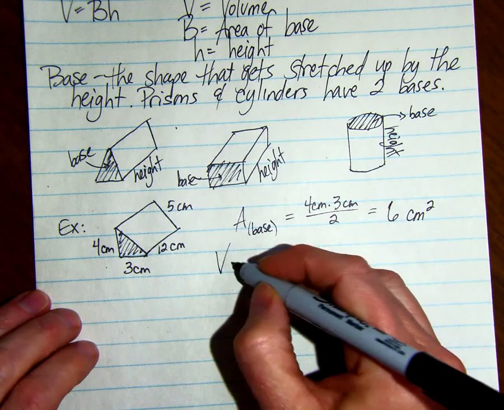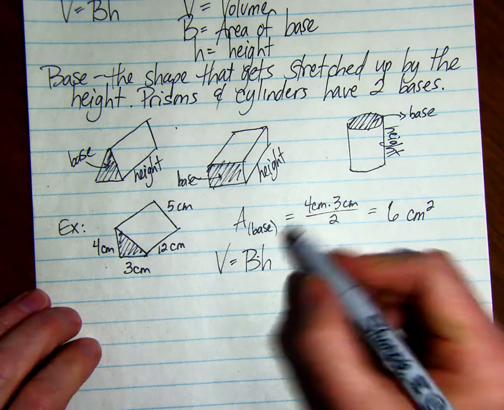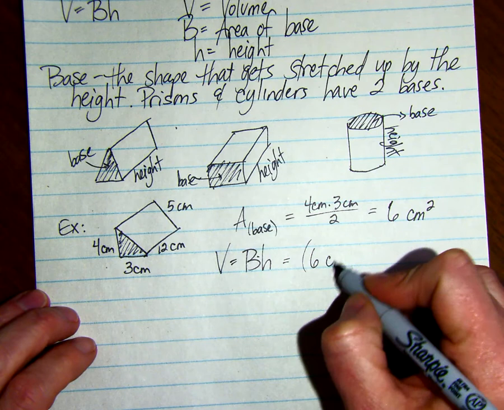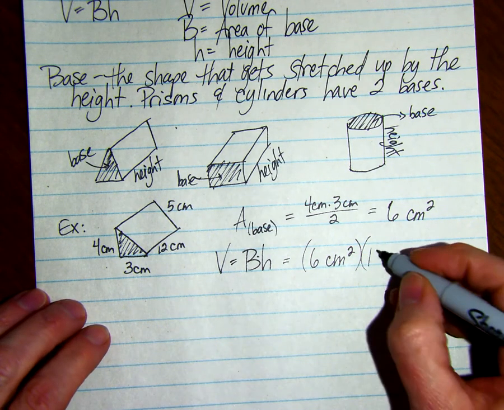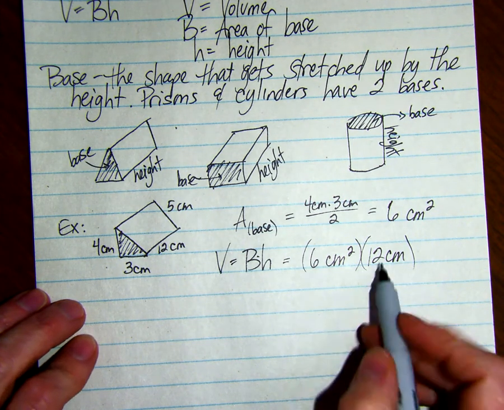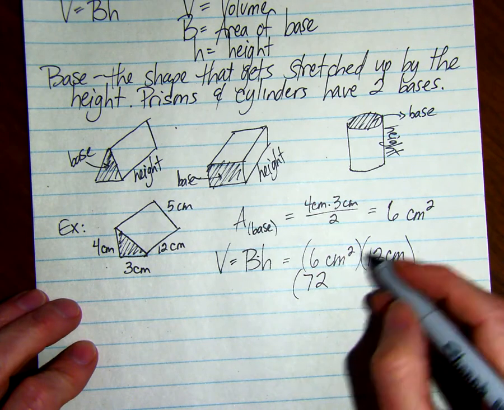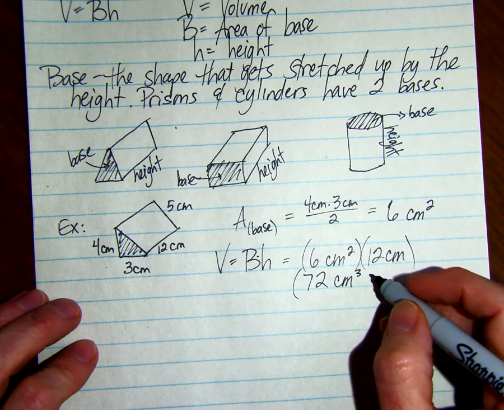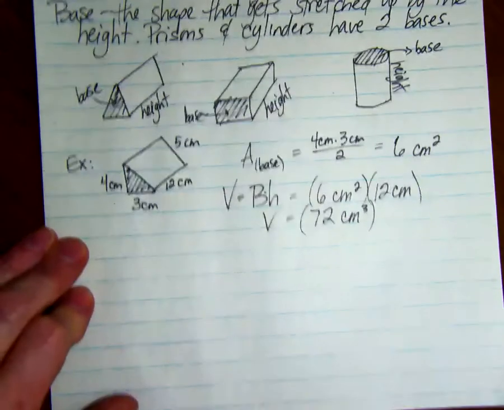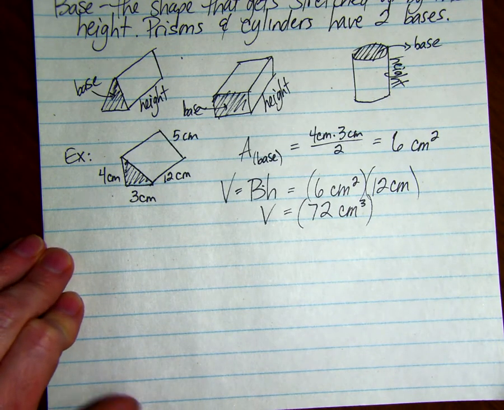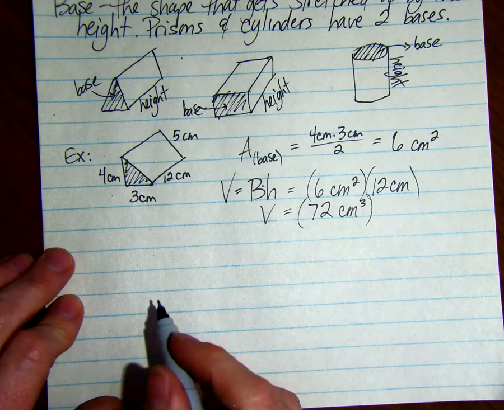To find the volume, we do the area of the base times the height. We just found the area of the base to be 6 centimeters squared, and the height is 12 centimeters. 6 times 12 is 72. And then we have centimeters cubed. That's the volume of this triangular prism, 72 centimeters cubed. Now let's do a cylinder.